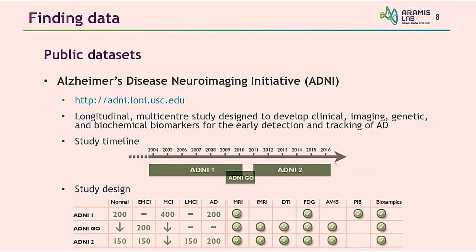So in ADNI, you have more than 1,500 participants that were recruited across North America, and you have actually 4 phases now: ADNI 1, GO, 2, and now 3. And again, you have patients with AD, with mild cognitive impairment, and some controls. Depending on the time points, you have some MR images, some PETs, and also other things, for example blood biomarkers. So really a lot of data here.